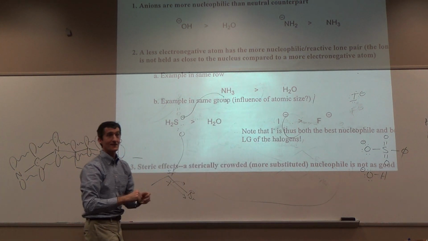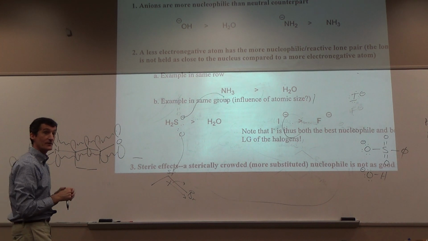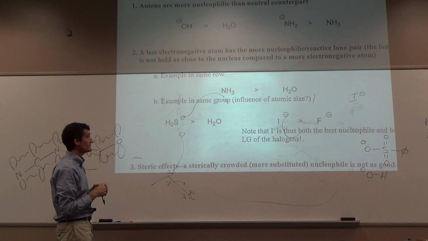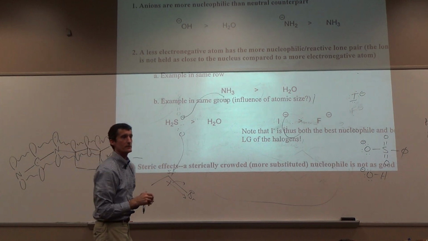All right? That makes sense? Yeah. Ammonia is a better base. It's also a better nucleophile. The electrons are more out there ready to go. They're not held close to home. What did I say up there, number 2? I just sort of clarified it. You can read it.